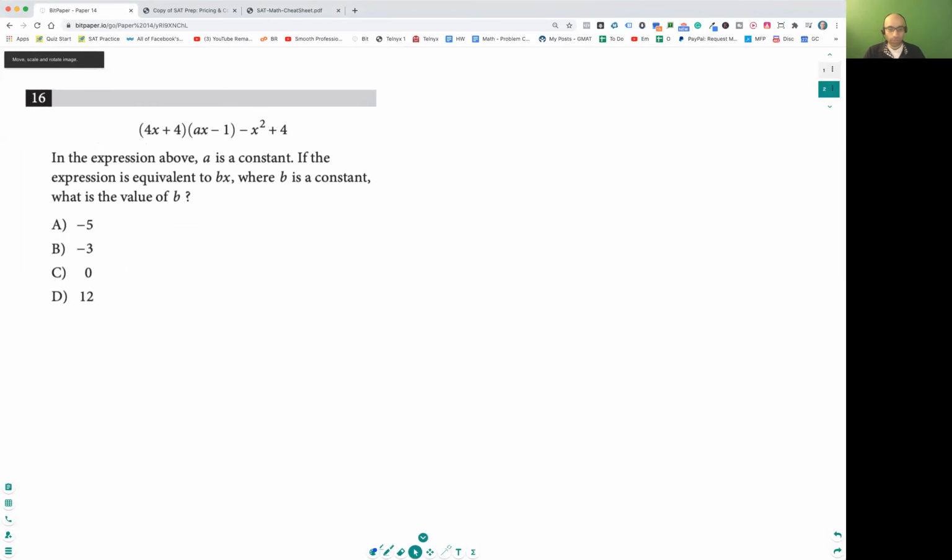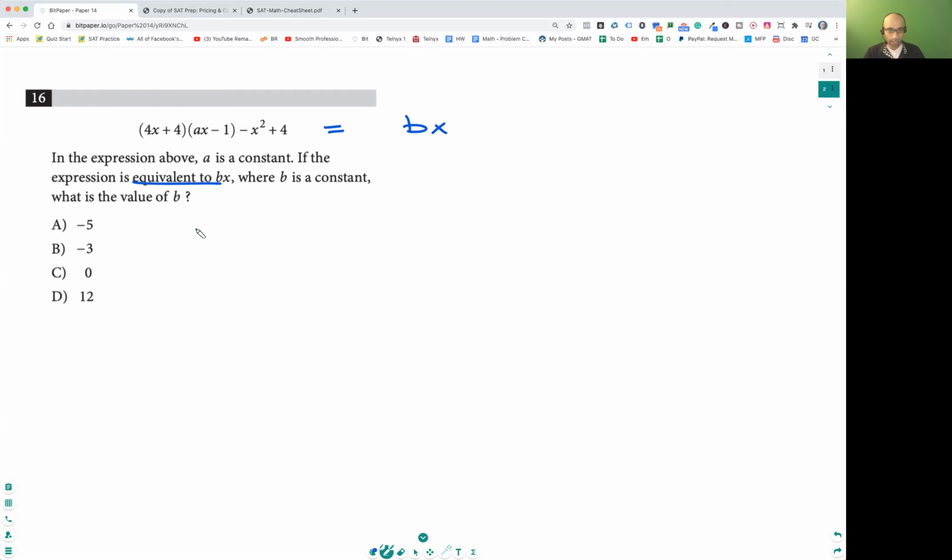Now this is an interesting problem. Okay, I'm giving you the hint. This should be equal to bx. That's what this whole thing is saying. This means it's equivalent to bx, means it's equal to bx. Okay, so just FOIL all of this. And I'm going to FOIL this with you and then we're going to solve it together, okay?